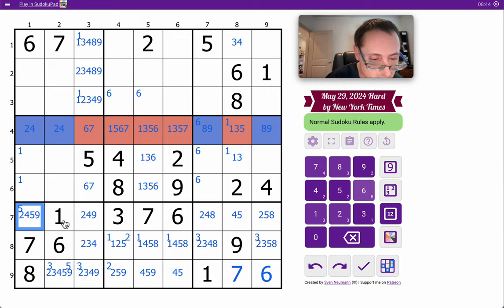Okay, so what that means, look where 8 goes. Nowhere in this box. 8's here, so it can't go here. 8 must go there, therefore these cells can't be 8. Those two, one of them must be.